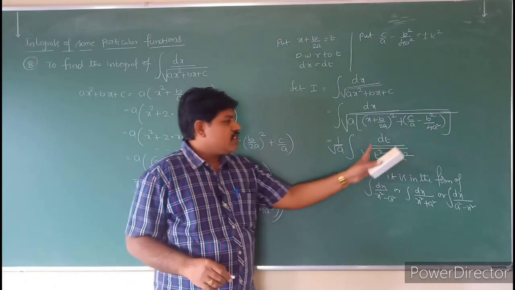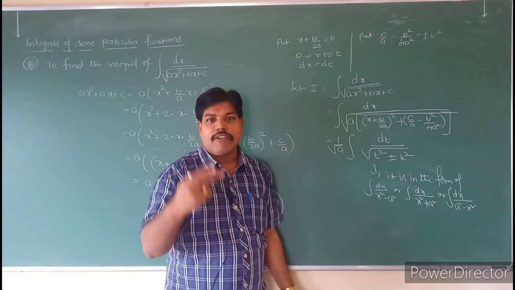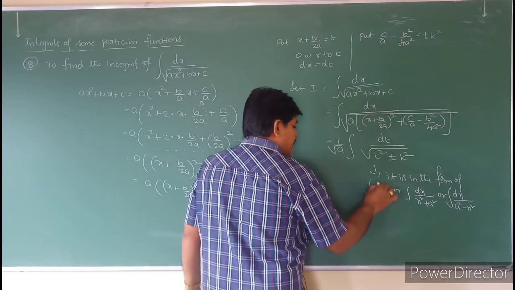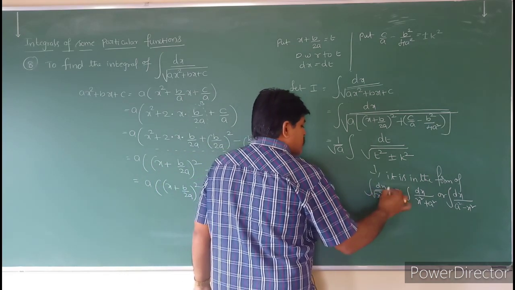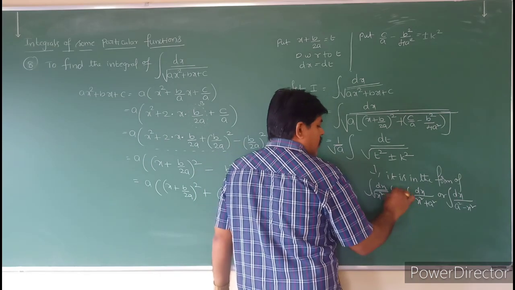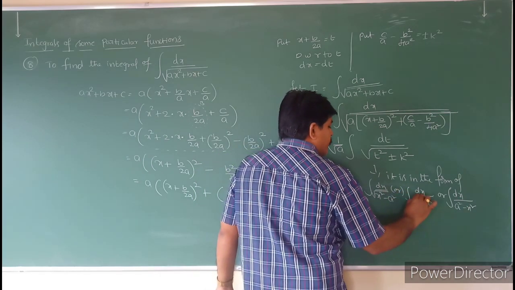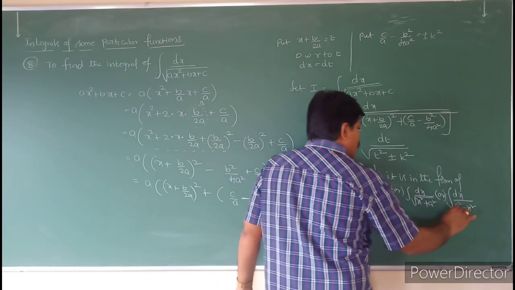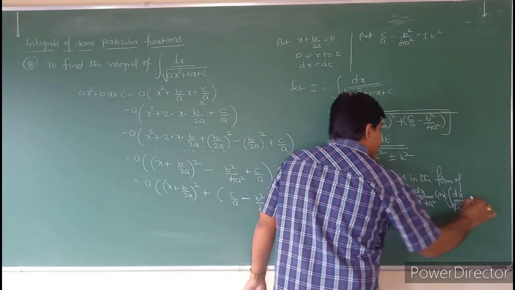So automatically this is in the form of another three formulas I have given. What are they? Integral dx by root of x square minus a square, or dx by root of x square plus a square, or dx by root of a square minus x square.